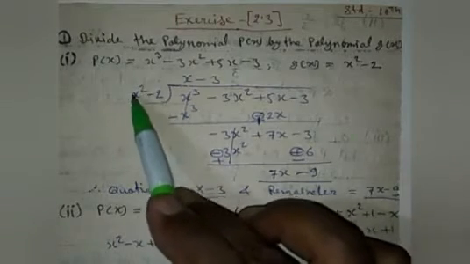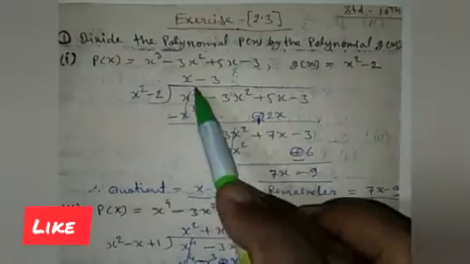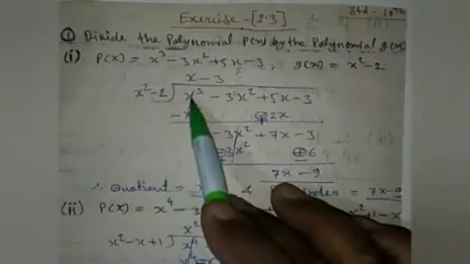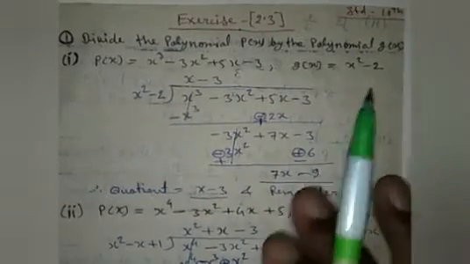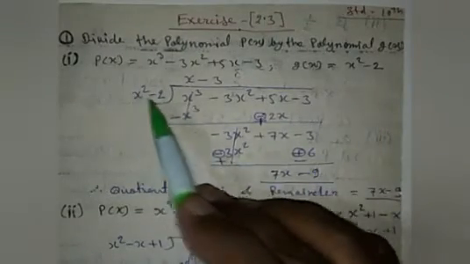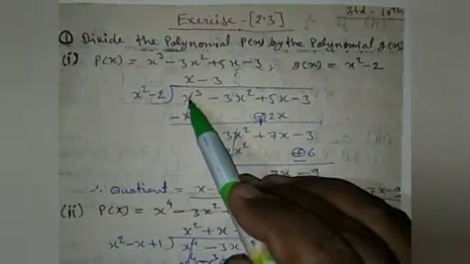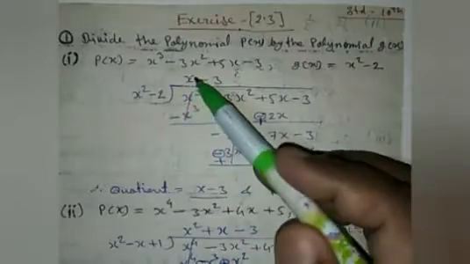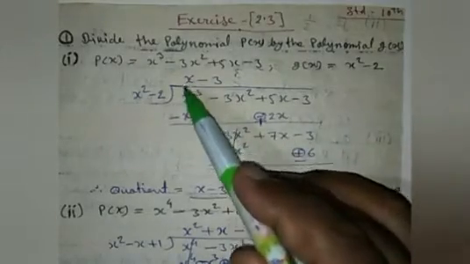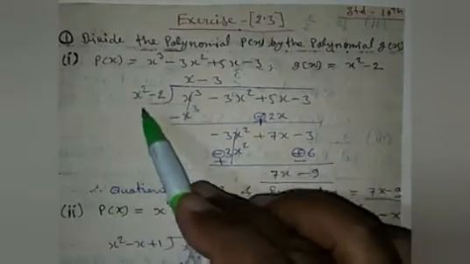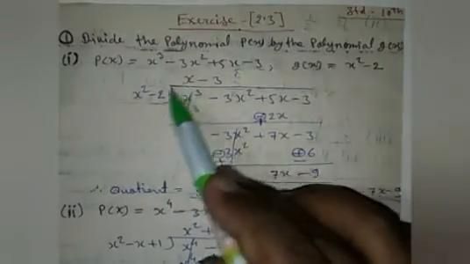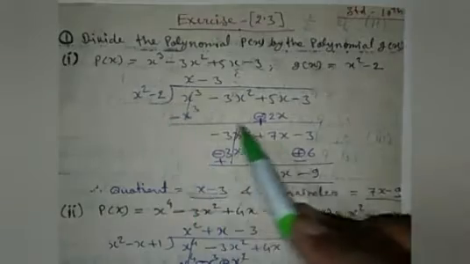Then see here, the first term of the divisor is x square and the first term of the dividend is x cube. So here you have to make the power of the first term the same. x square is one power less than x cube, so the multiplier should be x. So x should be multiplied in the divisor. It will give x into x square, that is x cube, and minus 2 into x, that will be minus 2x.